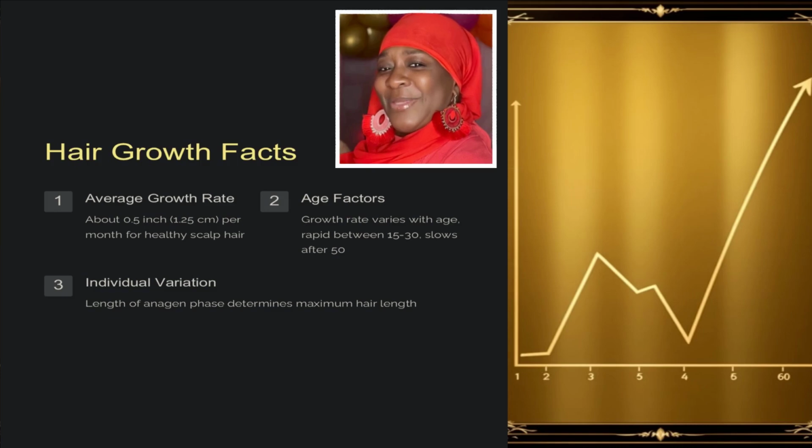Hair growth facts: 1. Average growth rate is about 0.5 inches, 1.25 centimeters per month for healthy scalp hair. 2. Age factors. Growth rate varies with age, is rapid between 15 and 30, and slows after 50. 3. Individual variation. The length of the anagen phase determines the maximum hair length.